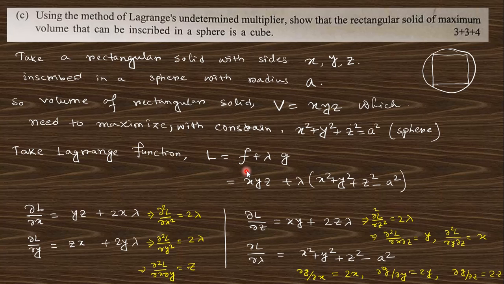So the Lagrangian function: take the Lagrangian function F plus lambda G. F is the function which is xyz, and G is this constraint, right? So take the partial derivative with respect to x, with respect to y, with respect to z, with respect to lambda. Now, see, only white color is written. Okay. So at maximum or minimum, del x, del y, del z, del lambda, all the first partial derivatives will be 0.